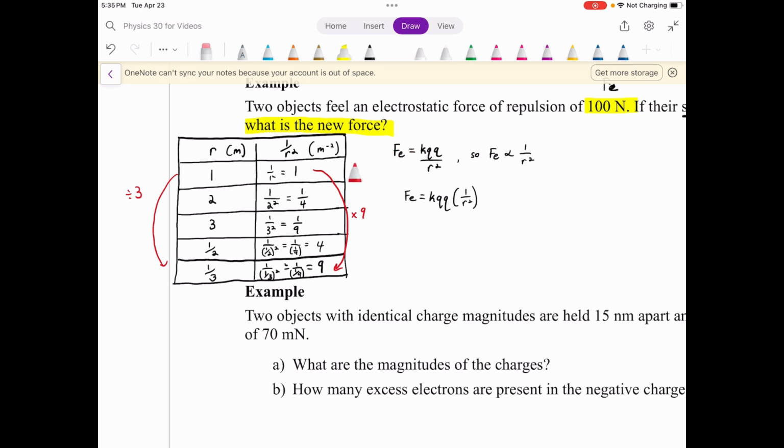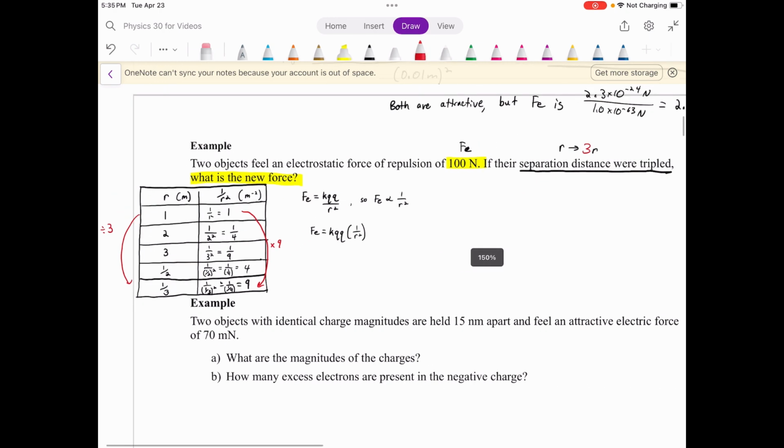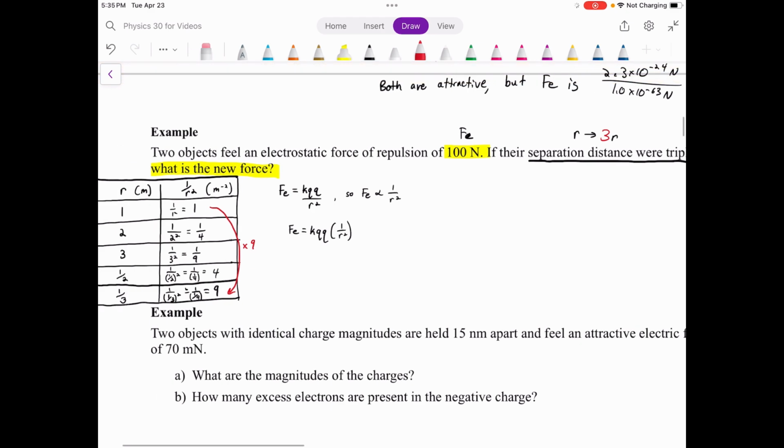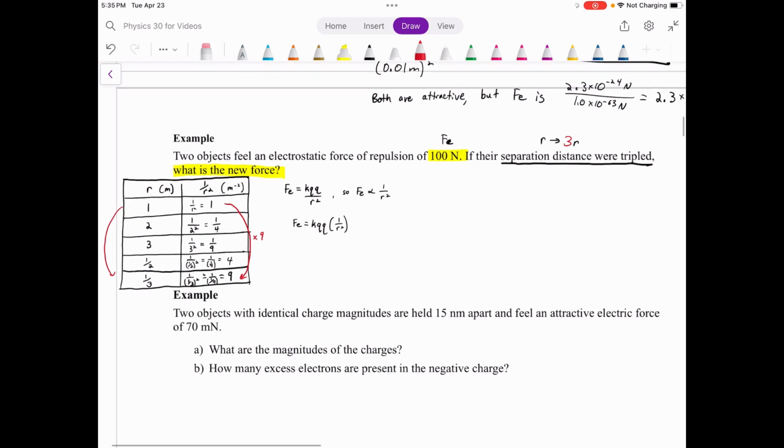It's actually going to cut it by 1/4. Okay, and it's all because of that squared in the denominator. So with all of that being said, let's just take a look at this one. Their separation distance were tripled. What is the new force?